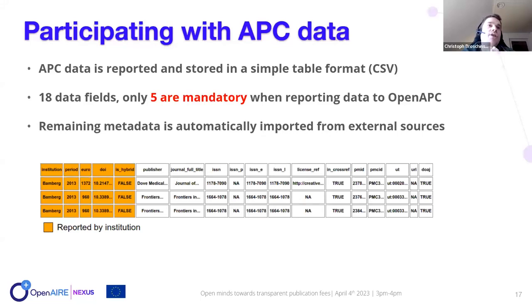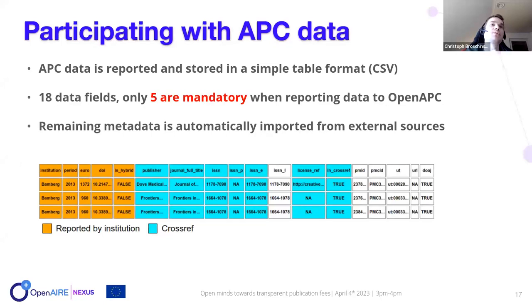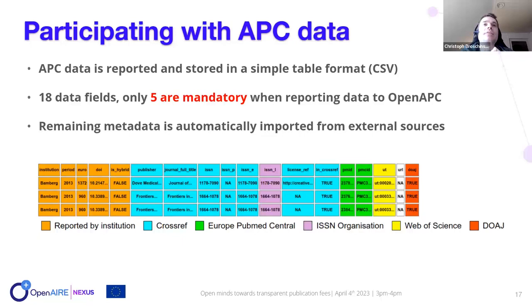And we also need information on the hybrid status of the journal the article was published in. So if it was a gold OA journal or a hybrid journal. And all the remaining fields we can see here, you do not have to report to us, because we are enriching them with our automated enrichment routines. For example, those blue fields we can see here, like the publisher or the journal title, we import from Crossref. Then we have, for example, the ISSN-L, the linking ISSN, which we get from the ISSN organization. We have PubMed ID and PubMed Central ID, which we get from Europe PubMed Central. And we also get data from the DOAJ if the journal is included there.